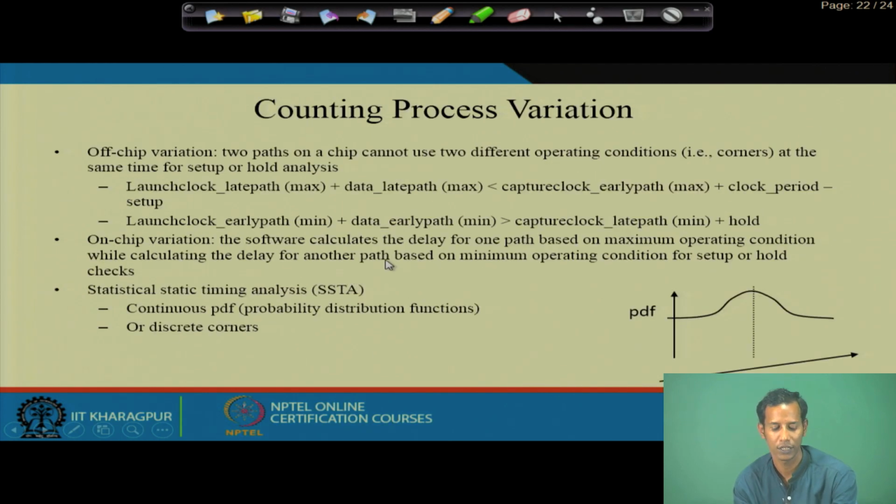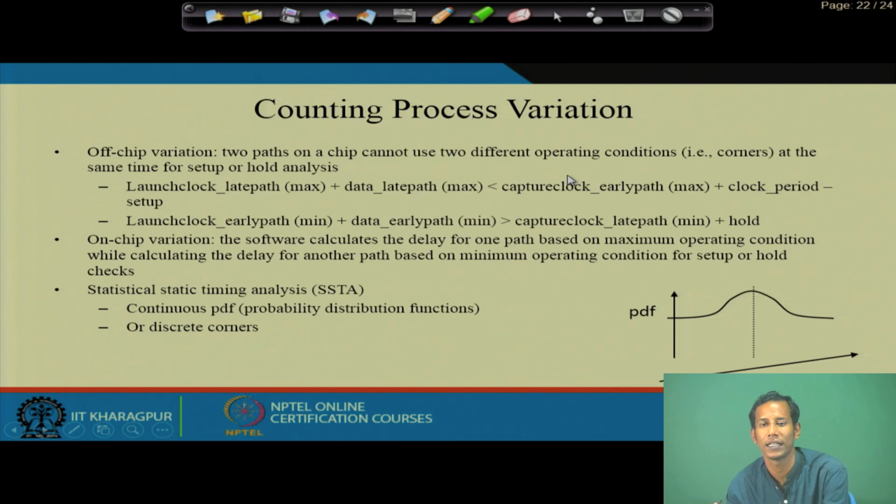Actually, the process variation has an important role in this timing analysis. How? Through off chip variation. So, what is off chip variation? Two paths on a chip cannot use two different operating conditions at the same time for setup and hold analysis. So, at that time what will happen? Suppose we have two different chips, they cannot have two operating conditions.